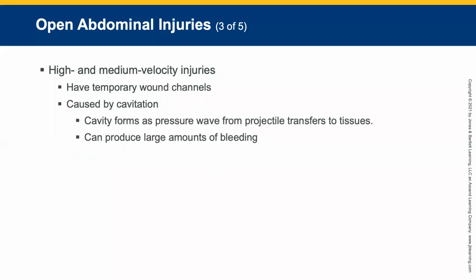High and medium velocity injuries have temporary wound channels. Y'all remember when we talked about that, how it creates that vortex when it goes in there and it opens everything up, and then it can potentially seal itself back, or have a sucking chest wound. Cavitation, as the pressure wave from the projectile is transferred to the tissues, so they're having internal damage at the same time from that cavitation.